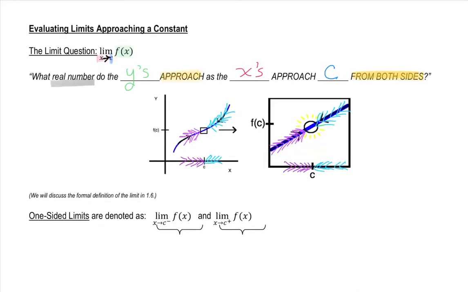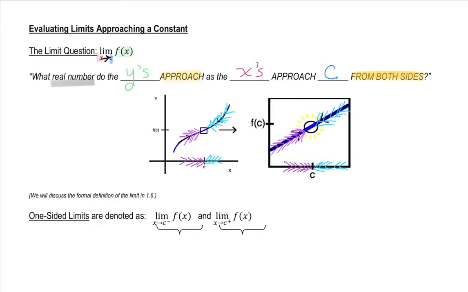But what we'll find out then is that, in those situations, it might just be that point. But the limit question doesn't really care if that point is there or not. So in this case, as I'm getting closer and closer to C from both sides, it looks like the y's are approaching that function value, like f of C. It's defined and that's what it's approaching.